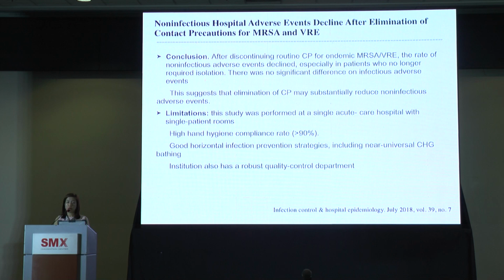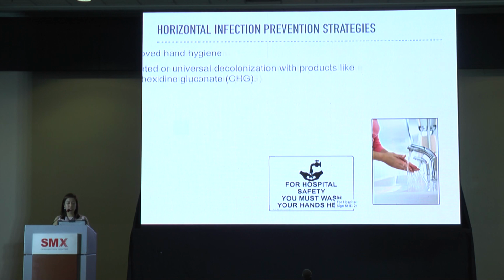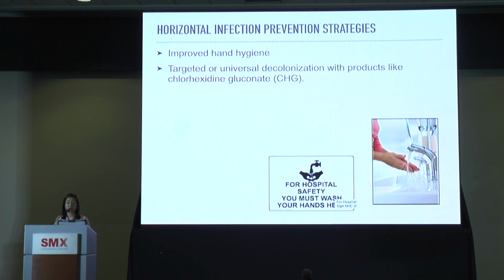However, the study reported these limitations. This study was performed at a single acute care hospital with single patient rooms, not wards. And they have very good hand hygiene programs, with hand hygiene compliance in the hospital greater than 90%. They also have good horizontal infection prevention strategies, with application of near universal chlorhexidine in almost all patients. The institution also has a robust quality control department. All of these can possibly have an impact on the result of the study. These are just some of the horizontal infection prevention controls.